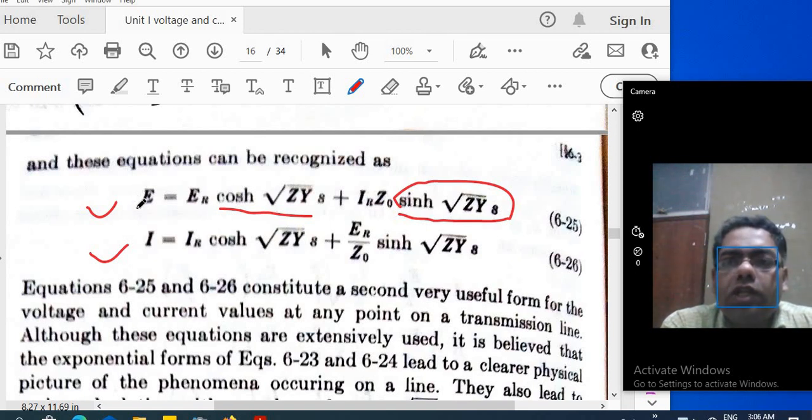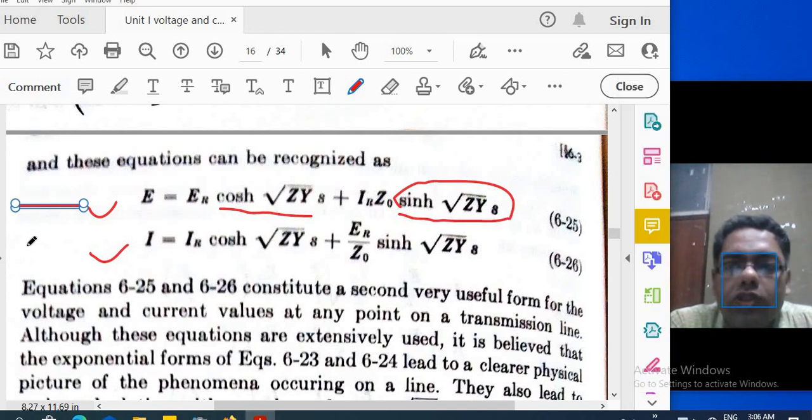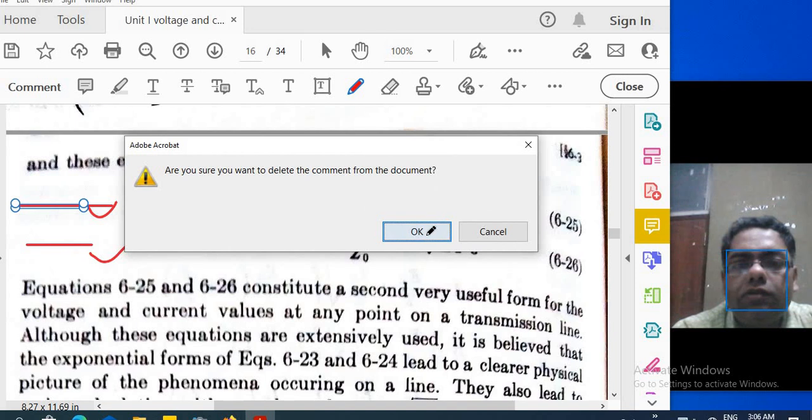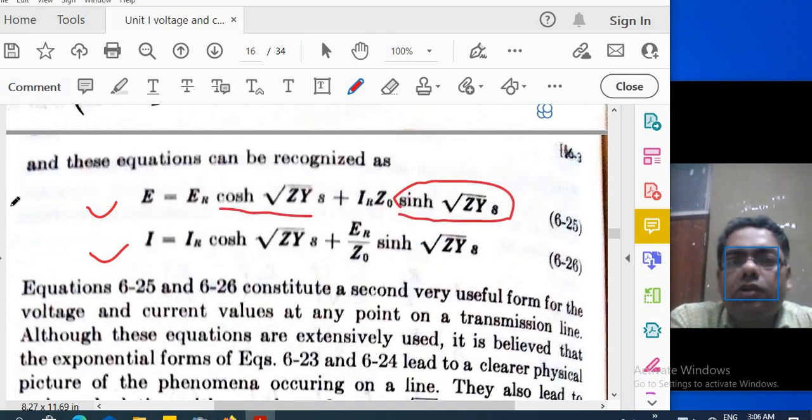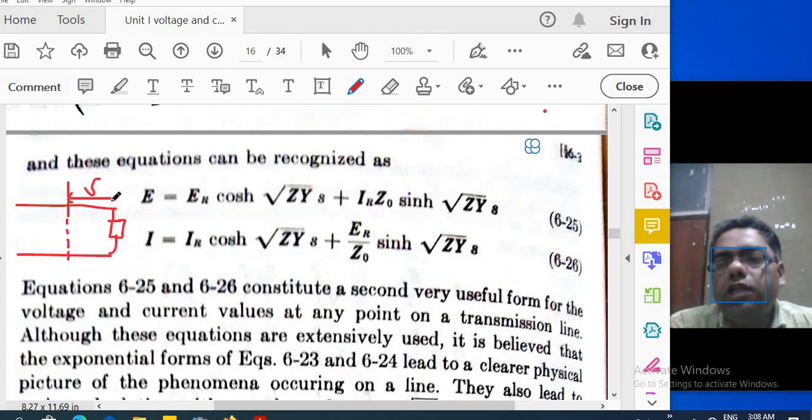So once we have got the expression of voltage and current along the line at any distance s, what we can do next is, suppose this is my transmission line, for a transmission line at any distance s from the load end, we have the expression for E and I. If I take the ratio E divided by I, I will get the input impedance of the line at that distance.